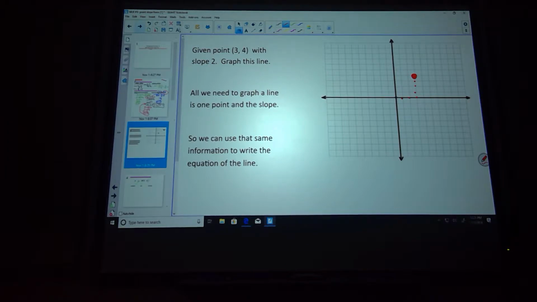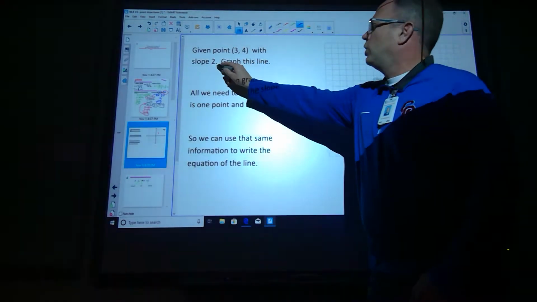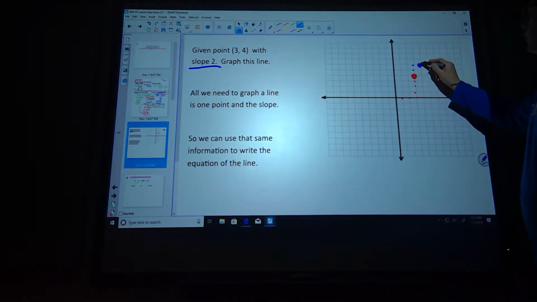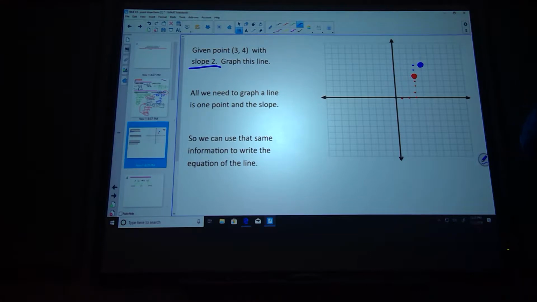And then I have a slope of 2. So if I have a slope of 2, that means from this point I can go up 2, right 1, because 2 and 2 over 1 are the same thing. Agree? So here's the line that contains 3, 4 with a slope of 2. So all we need to do is graph a line, and we need 1 point and the slope.